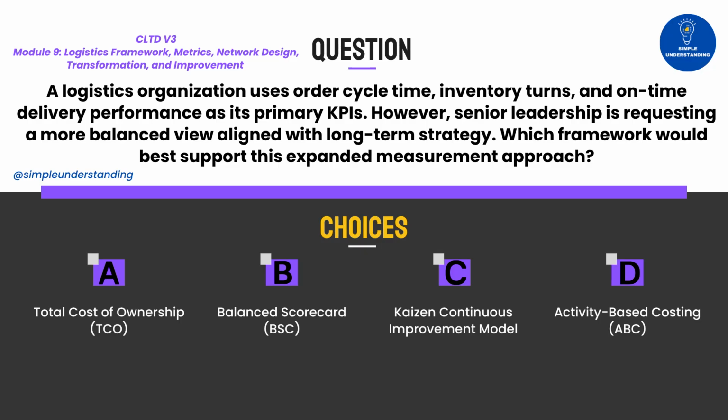A. Total cost of ownership, TCO. B. Balanced scorecard, BSC. C. Kaizen continuous improvement model. D. Activity-based costing, ABC. Correct answer, B.